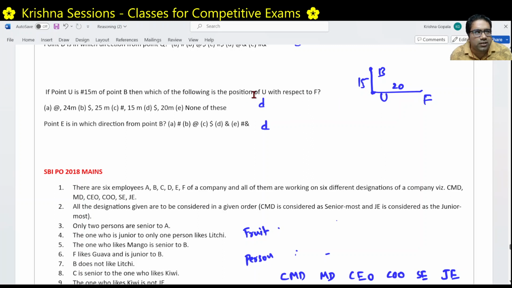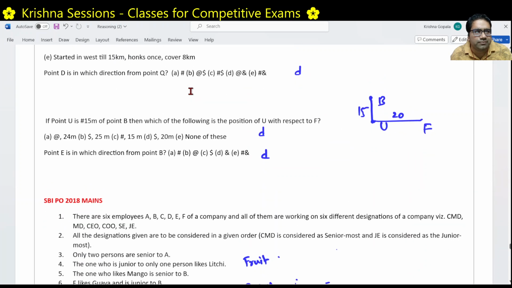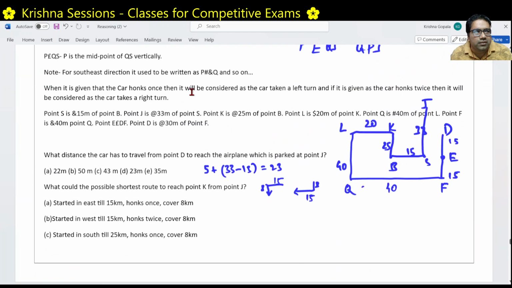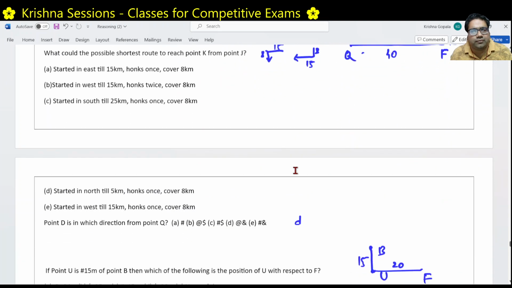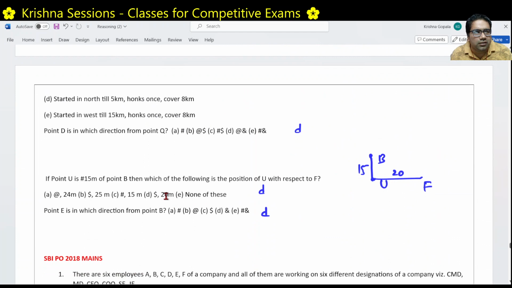Right. So what is the position of U with respect to F? 20 meters left of F. What is left? Left is dollar. U is $20 of F. Right. U is $20 of F.